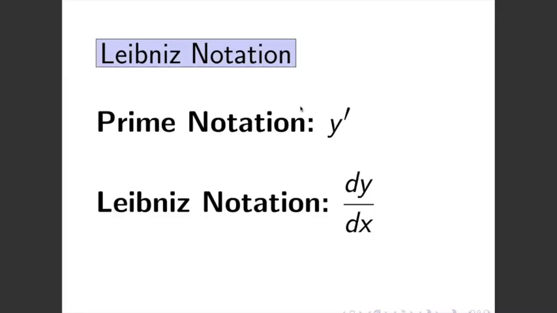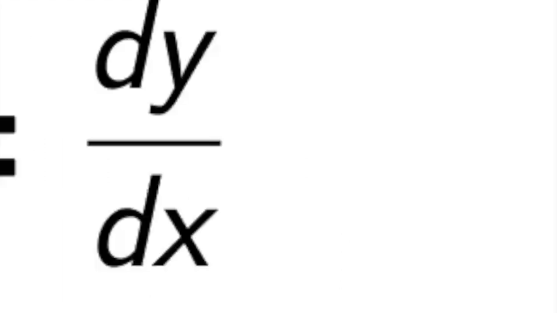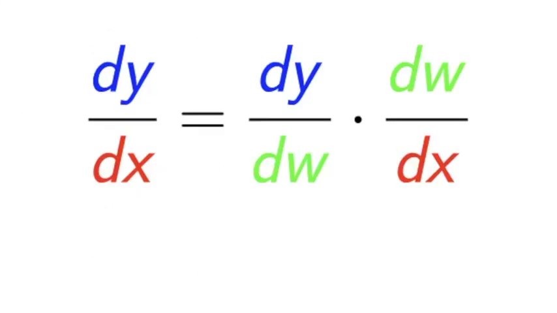This video is about chain rule using Leibniz notation. Remember that Leibniz notation is the dy over dx way of writing a derivative, rather than the prime notation. If we are choosing to use Leibniz notation to take a derivative with chain rule, the notation for the formula changes.